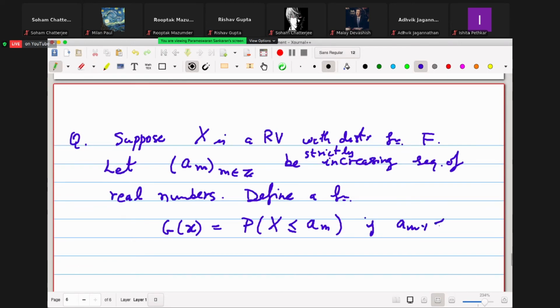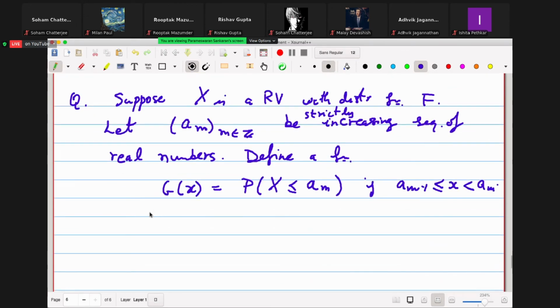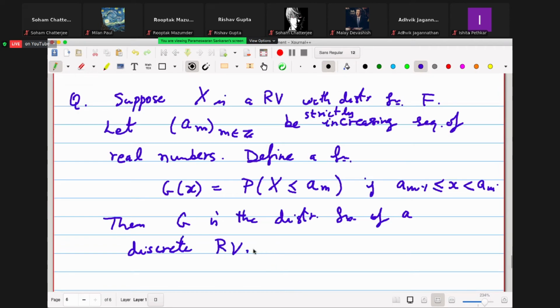If a_{m-1} ≤ x < a_m. Okay, let us define it this way. Then this is a distribution. Then G is the distribution function of a discrete random variable. We may call it Y maybe. Of course, Y depends on the sequence A. Y is equal to Y of A.